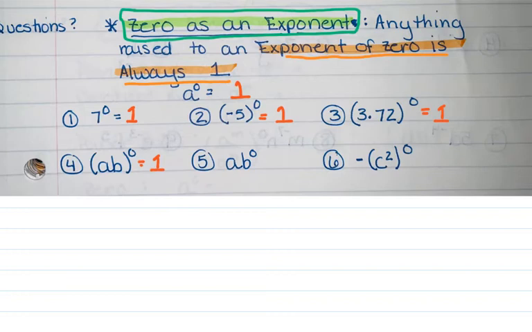Now, number 5 is different. Only b is raised to the 0 exponent. So this is saying a times 1. So this would be a. And then over here, number 6, this is saying negative 1 times 1. So this would be negative 1. The reason 5 and 6 are a little different is because the whole thing's not raised to the 0 exponent.